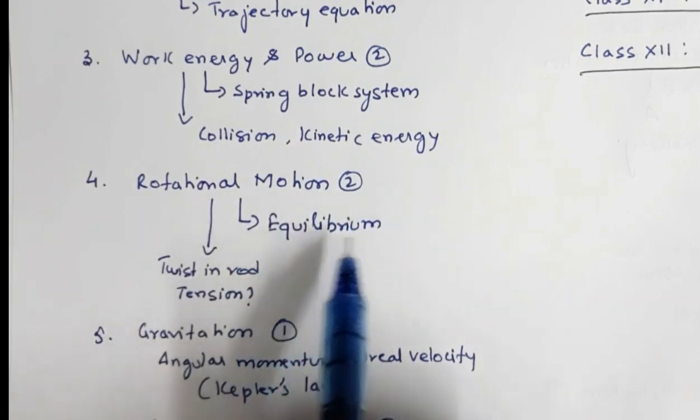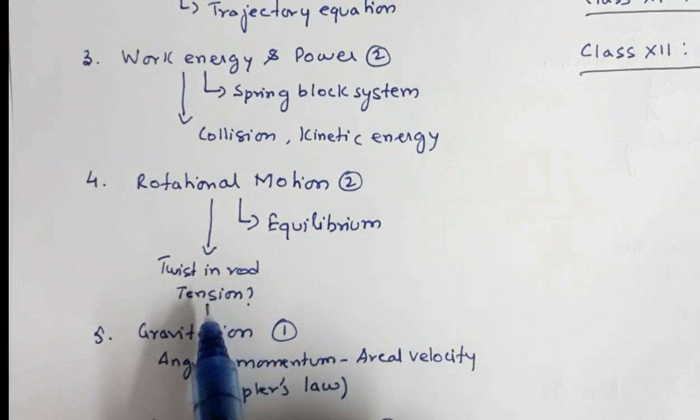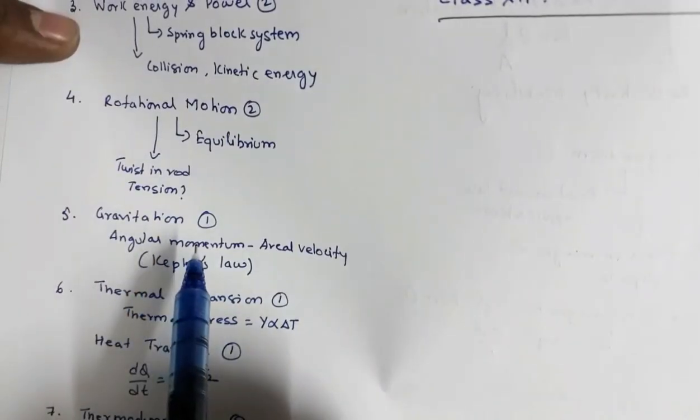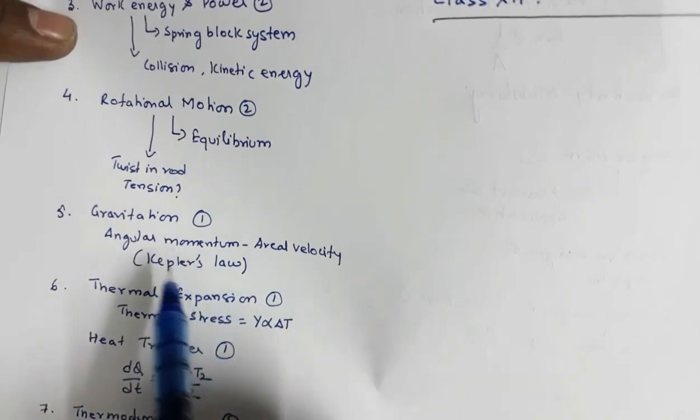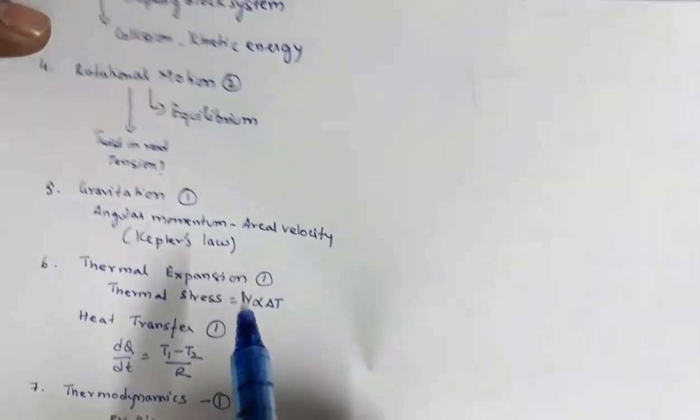Then there were two questions from rotational motion. One question was based on equilibrium and the other was based on twist in a rod, and you were asked to calculate the tension. There was one question from the chapter gravitation from Kepler's law, that is the relation between angular momentum and areal velocity.